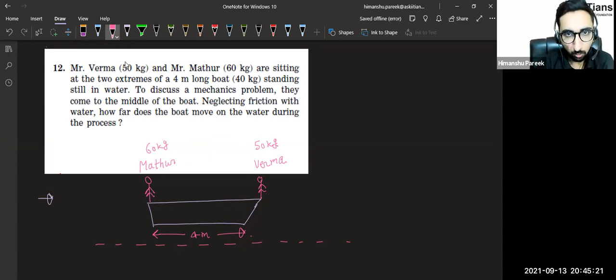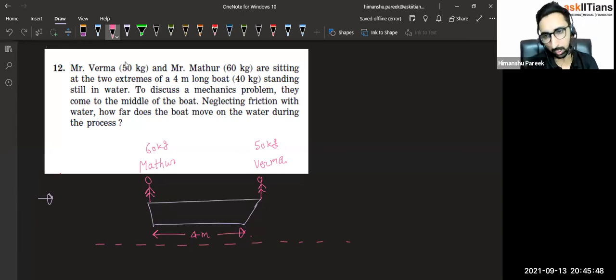So if they start moving towards each other, Mathur will push the boat in the backward direction. And Verma will push the boat in the backward direction. I mean, right side. And Mathur will push the boat in the left side. So can we guess where it will move the boat in total, if you see, where will the boat move? Left or towards the right? It will move towards left. Let's say if we are not able to predict, it will move towards left or it will move towards right. You can take it in any direction, no problem.